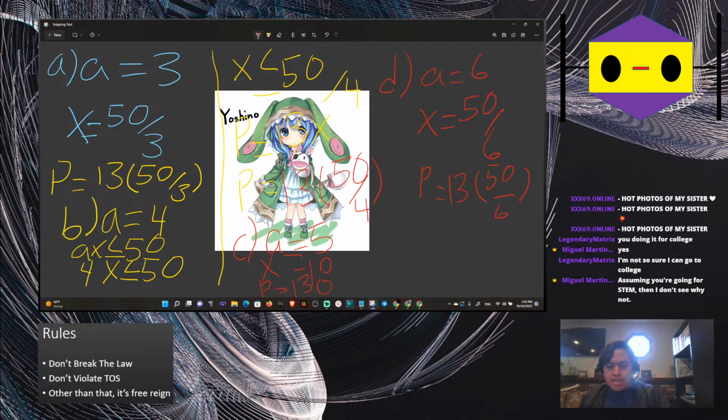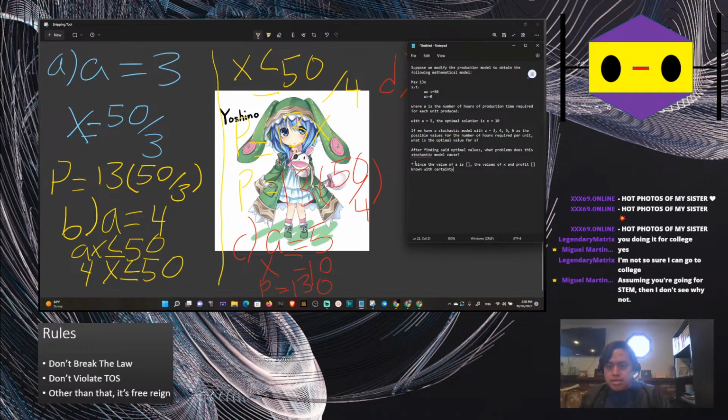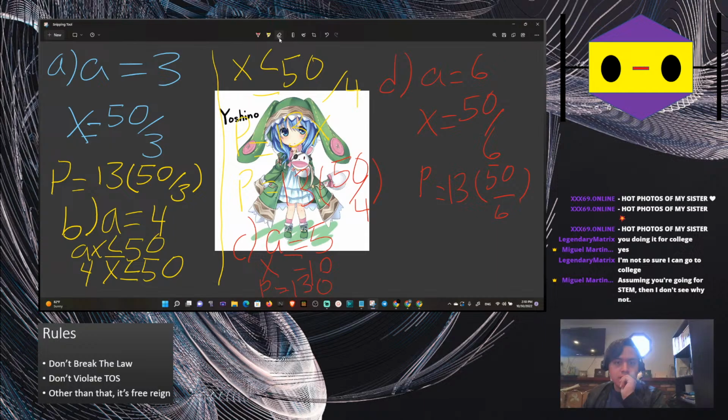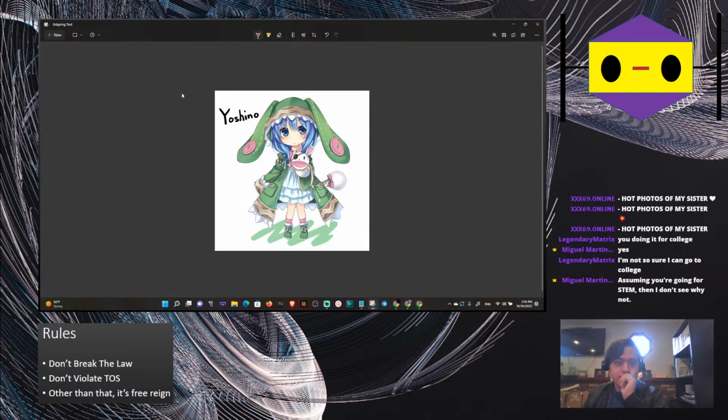And now that we have that, let me ask you this question. Since the value of A is blank, the value of x and profit blank known with certainty. What goes in these two blanks? Problem does this stochastic model is the value of A unknown, the value of x and profit cannot be known.